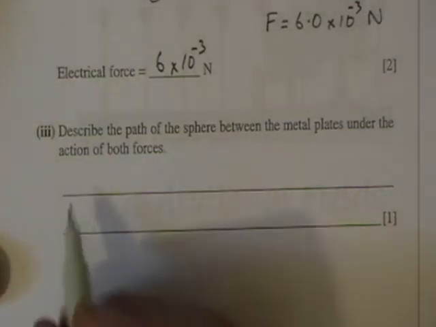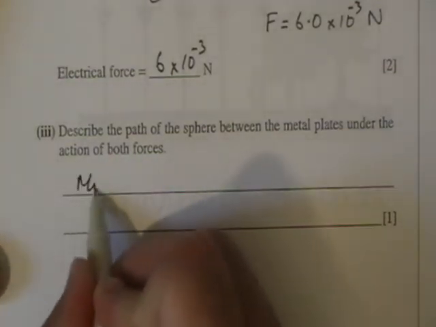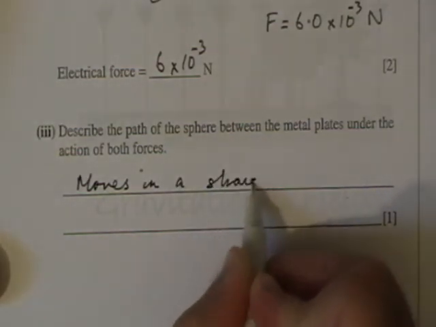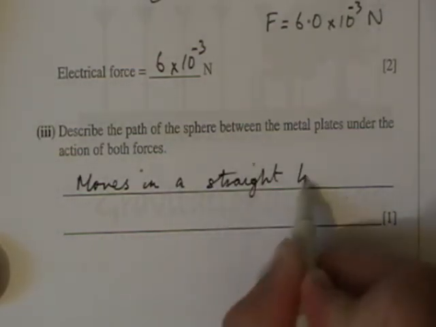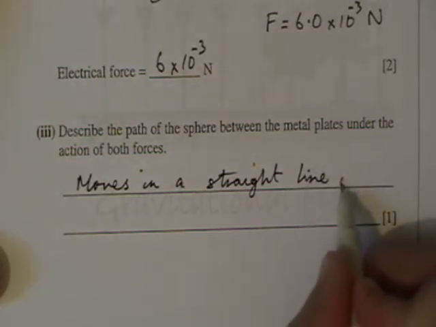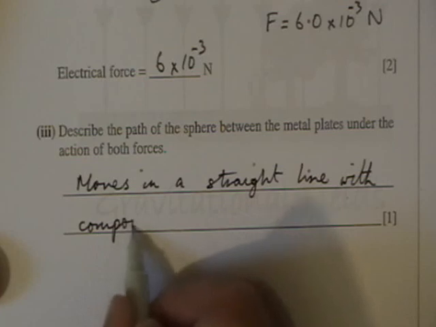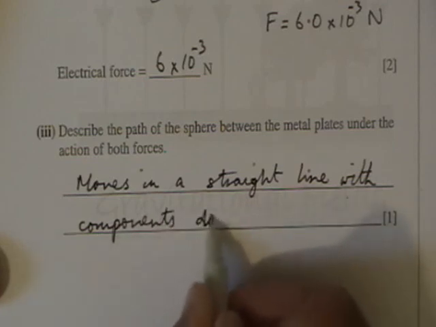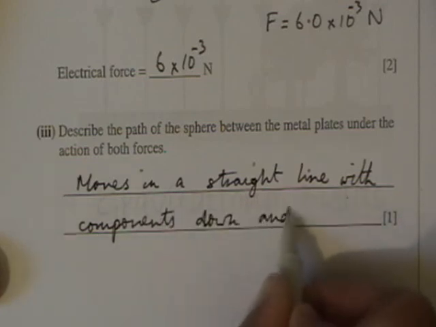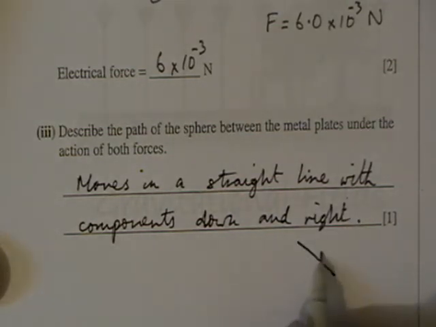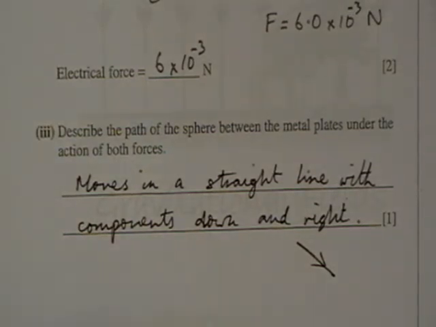So describe the path of the sphere. Well, it moves in a straight line with components down and right. Like so. And that's the end of that question.